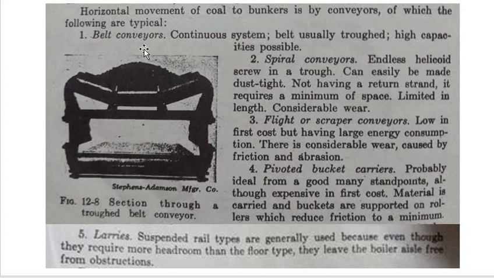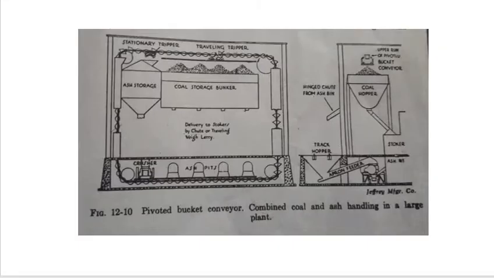So this figure, figure 12-8, is the section through a through belt conveyor. It shows the section through a through belt conveyor. The next one is figure 12-10, which is the pivoted bucket conveyor combined coal and ash handling in a large plant. So this is how it looks like.